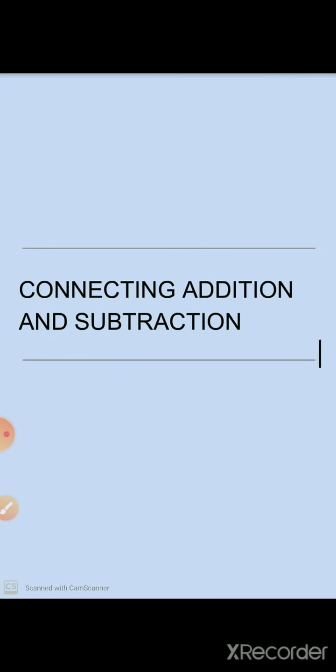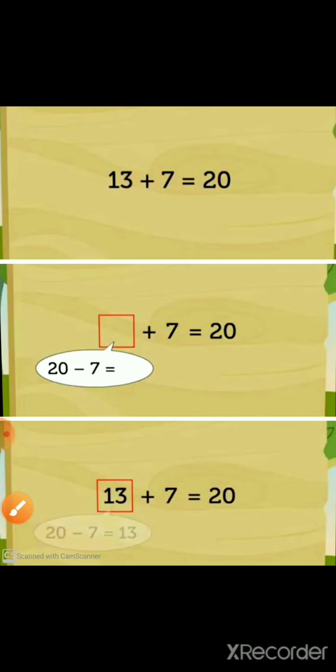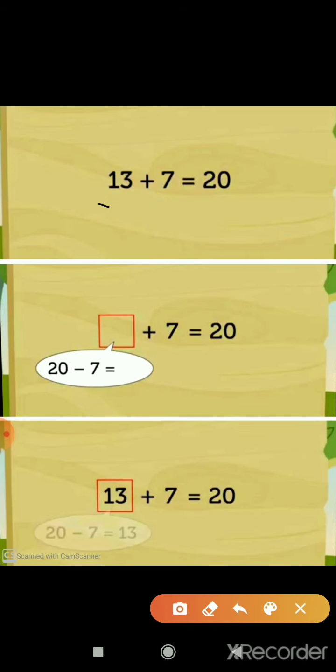Students, today we will learn the relationship between addition and subtraction. Let us first learn to find the missing number using subtraction. Let us take an example. 13 plus 7 is equal to 20.